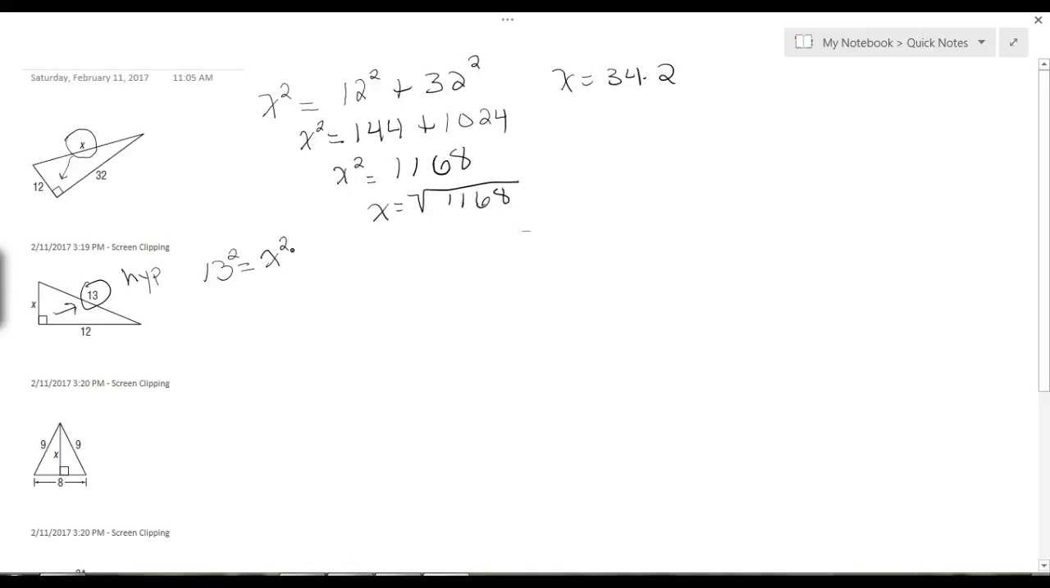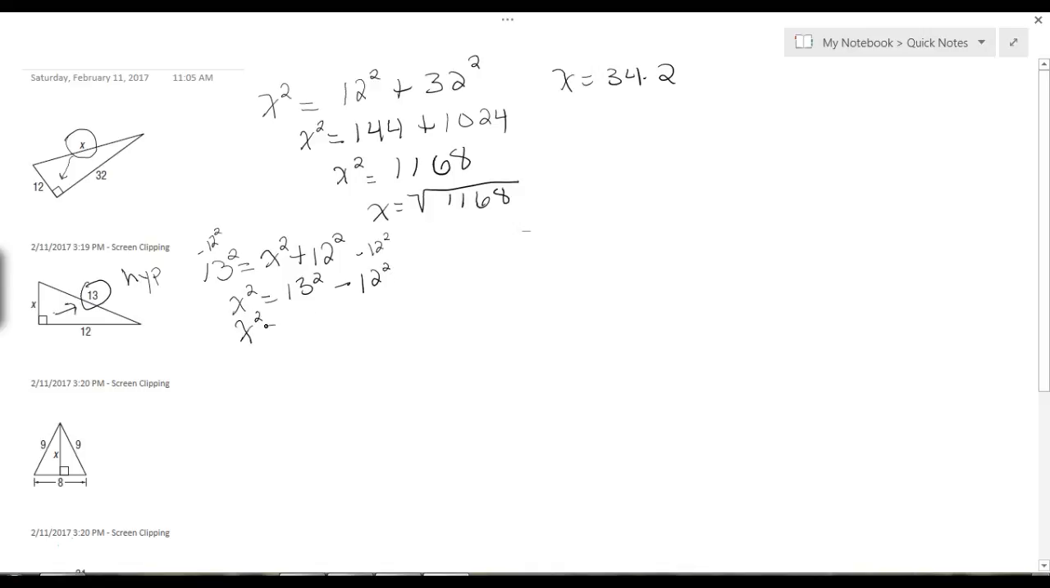So that means x squared plus 12 squared. I'm going to go ahead and do some of my algebra right now to get x by itself. So the way I'm going to do that is by subtracting 12 squared from both sides. So I'm going to rewrite my equation, and I get x squared equals 13 squared minus 12 squared.